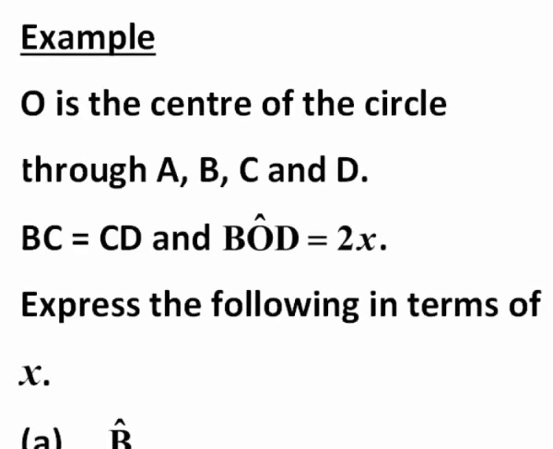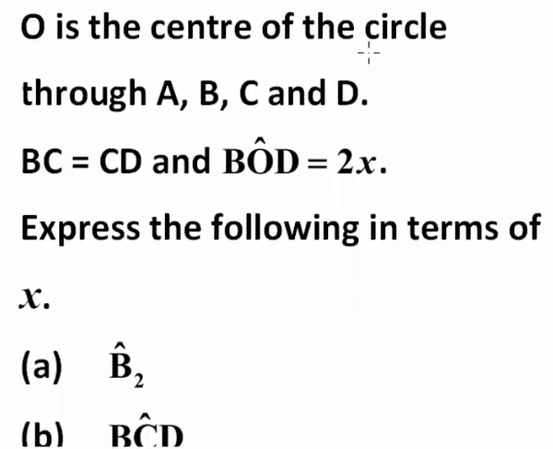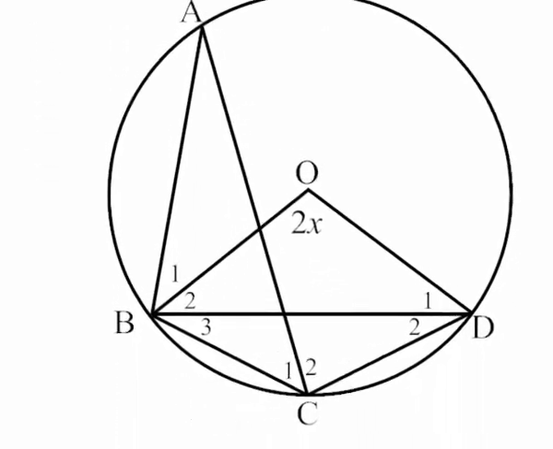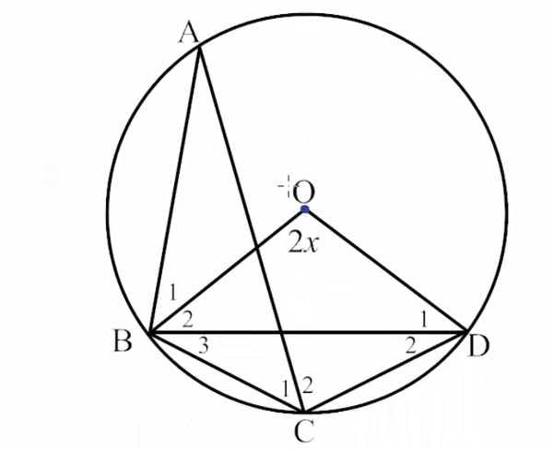Okay, let's have a look at an example, and this is going to use all these wonderful theorems. O is the center of the circle through A, B, C, and D. So obviously these are radii here, and they're equal.